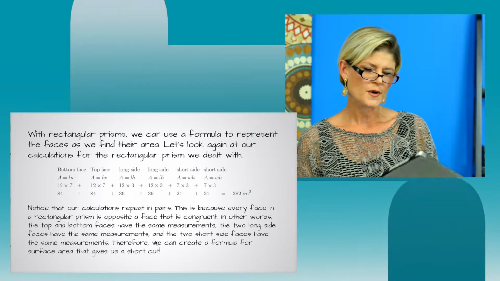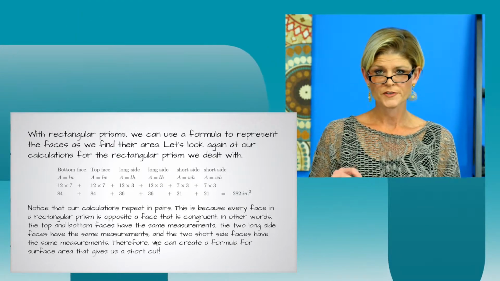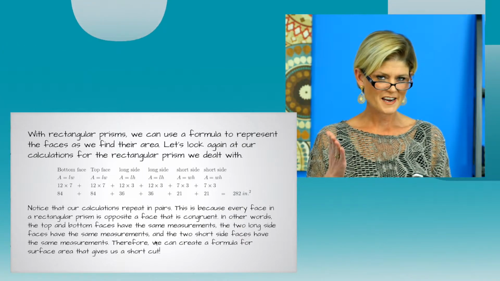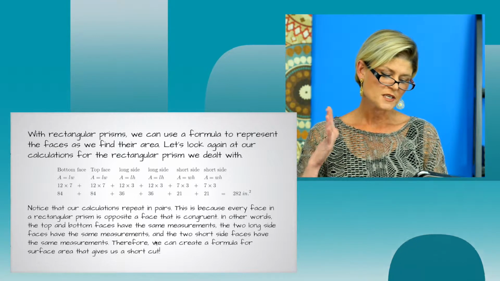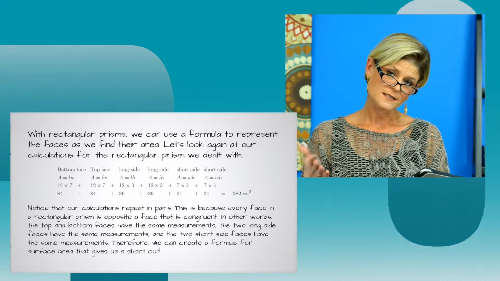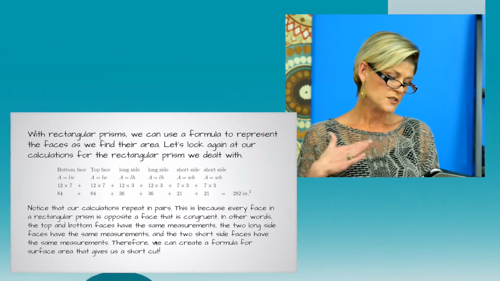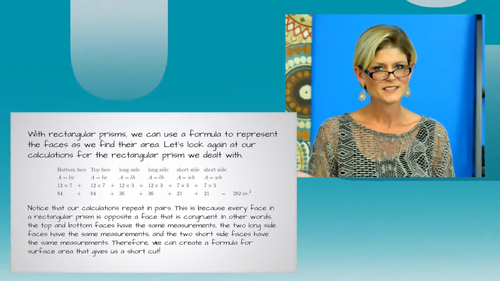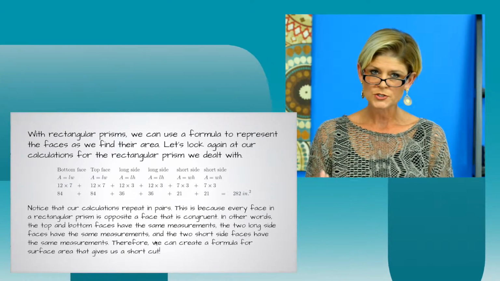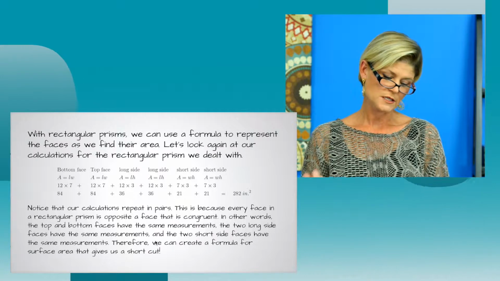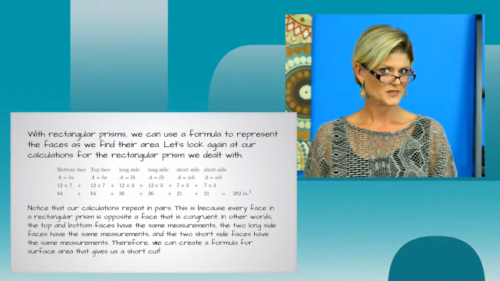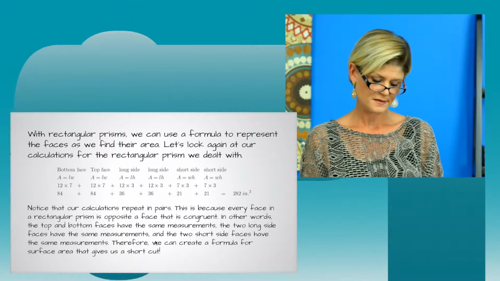So let's read the note at the bottom. Now for those of you who are word smart, this will help. Notice that our calculations are repeating in pairs. Did you pick up on it? That's because every face in a rectangular prism is opposite a face that is congruent. In other words, the top and the bottom faces have the same measurements. The two long side faces have the same measurements, and the two short side faces have the same measurements. Therefore, we can create a formula for surface area that gives us a shortcut. Always a fun thing in math.